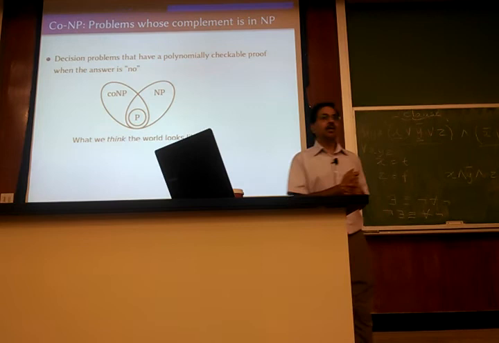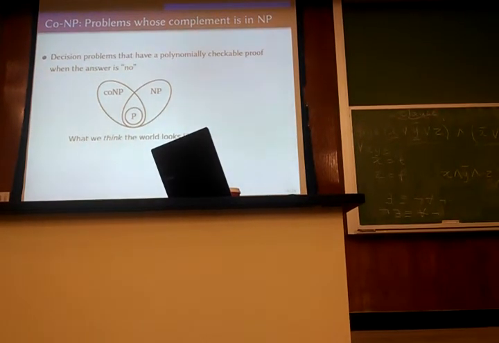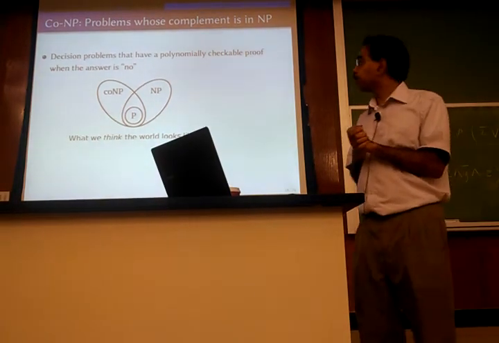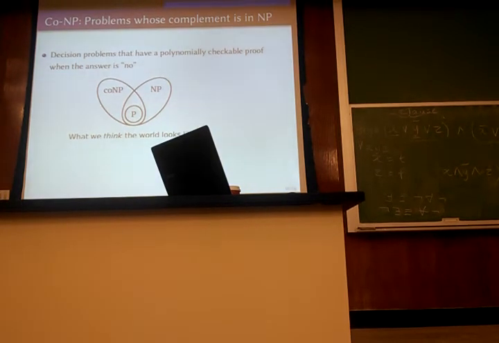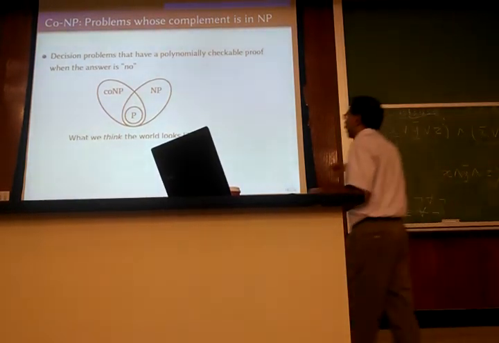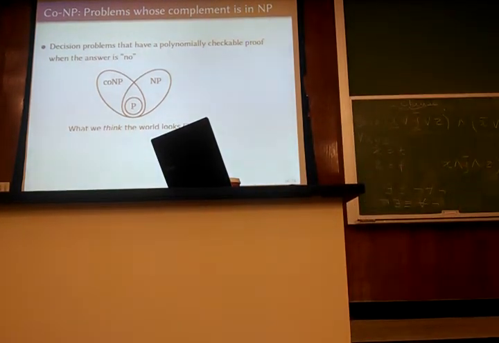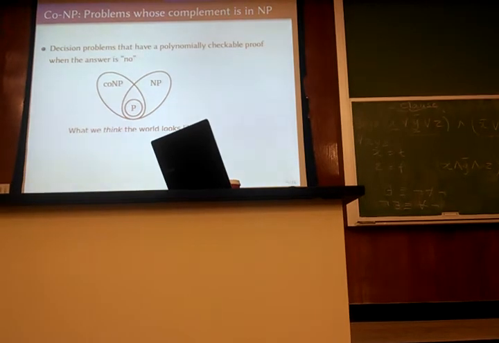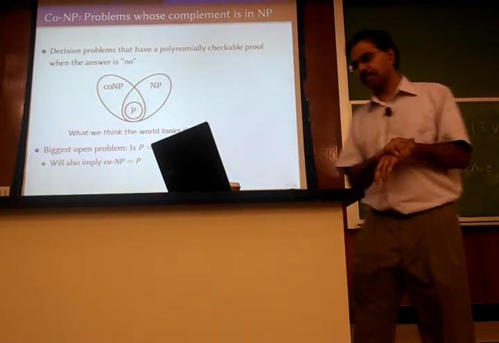For NP problems, if the answer is yes, then you can verify that in polynomial time. So that way you have a non-deterministic Turing machine that can solve the problem in polynomial time. For co-NP, it's the complement of NP, which means that the negation of a co-NP problem can be solved quickly, which means that if the answer to a co-NP problem is no, then you'll be able to solve it fast. But if the answer is yes, then you will not be able to solve it fast.